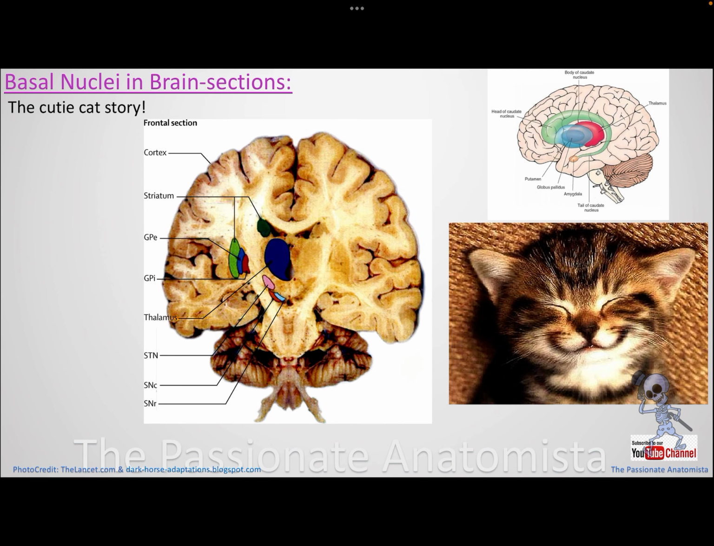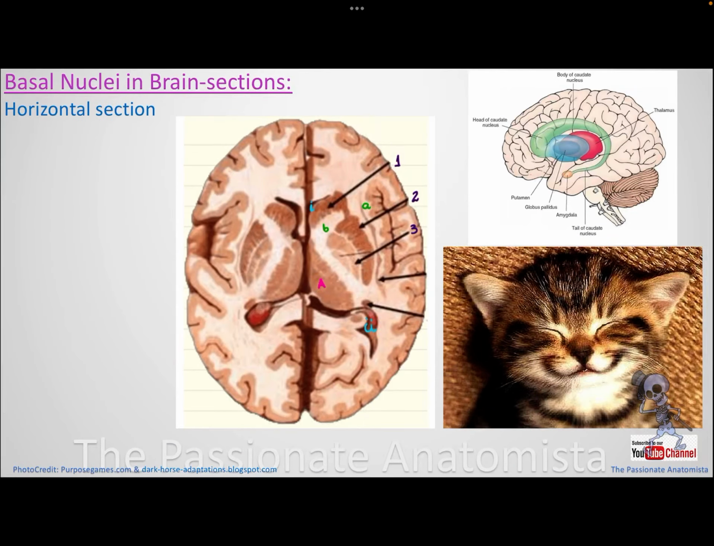And here, this is the substantia nigra. This is part of the midbrain, because substantia nigra has a very important role in controlling the circuitry of the basal nuclei connections. And that we will talk about as we proceed and talk about the function of the basal nuclei.